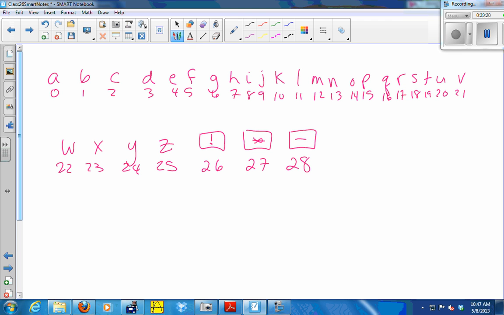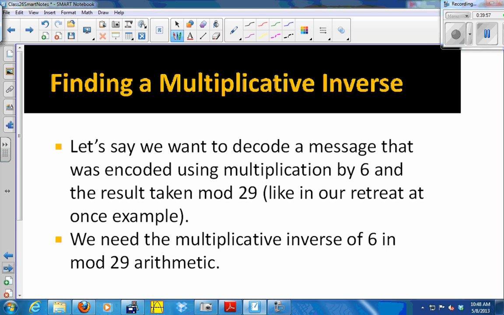So wait, this is mod 29 right here, and A is 0? Yeah. Is A 0 in mod 26? Yes, A is always 0. So in mod 29, any number that has remainder 0 is equivalent to 0. Any number that has remainder 1 is equivalent to 1 when you divide by 29. So if you're encoding, you encoded it multiplication and no addition, and your A's are like vowels. Yeah. Yep. Good point.